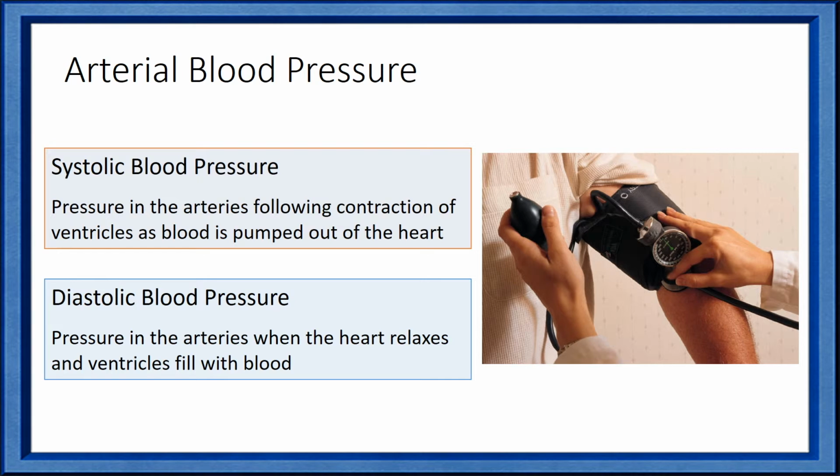Systolic blood pressure is the pressure in the arteries following contraction of the ventricles as blood is pumped out of the heart. It is increased when contractility of the heart or the stroke volume is increased. Diastolic blood pressure is the pressure in the arteries when the heart relaxes and ventricles fill with blood.